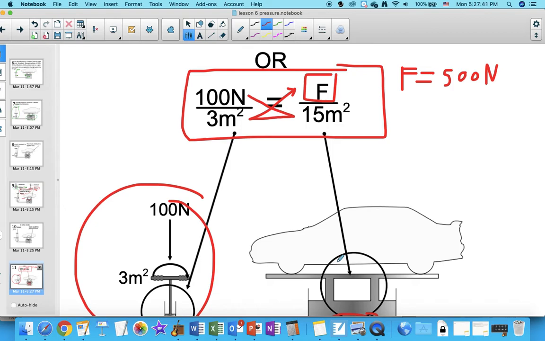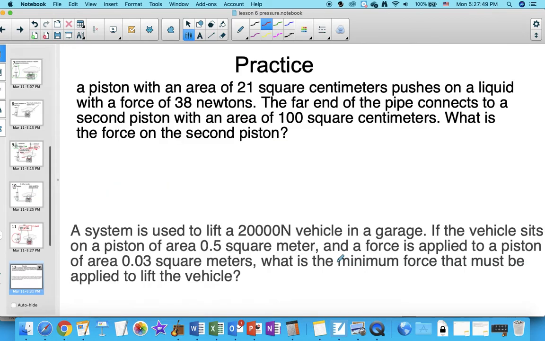Pressure and Pascal's law is very useful for day-to-day machines because it multiplies the force you use by a wide margin. So let's do some practice questions. A piston with an area of 21 square centimeters pushes on a liquid with a force of 38 newtons. The far end of the pipe connects to a second piston with an area of 100 square centimeters. What is the force of the second piston?